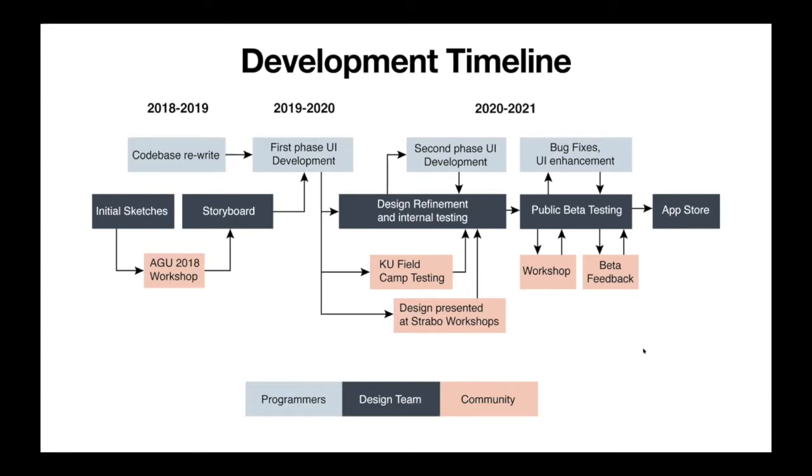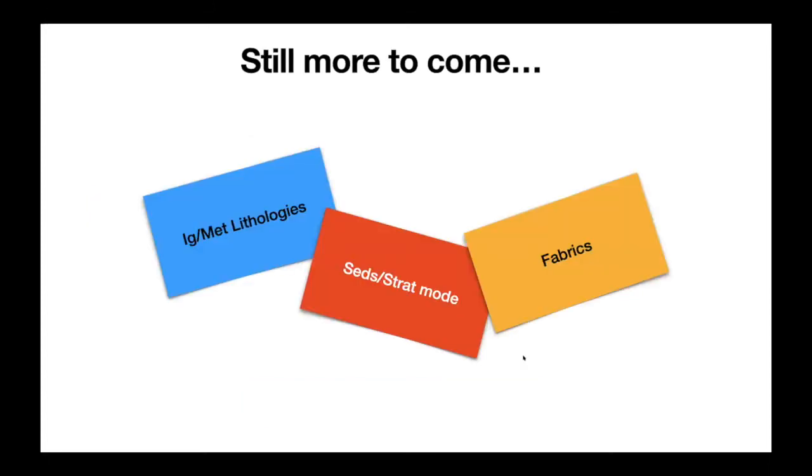So we've released to the App Store a version of StraboSpot 2 that has the core functionality, but as Doug mentioned, there's still more to come. Over the summer, we're going to be building out some of the data entry pages, including the igneous and metamorphic lithology pages. We're going to start implementing the sed-strat mode and a few other vocabulary pages such as fabric. We've released an app so that people can use it this summer with some of that core functionality.